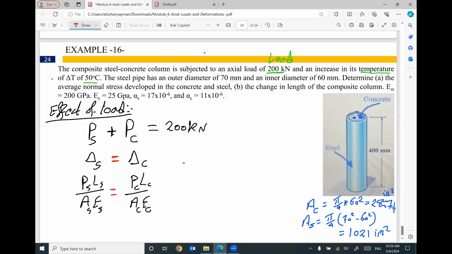Keep in your mind the length of steel and the length of concrete, both of them are equal. This one is 4,000 millimeter. So let's set up another equation. The applied load on the steel divided by area of steel 1021 times E steel, 200 gigapascal. I will multiply it by 1000 to be megapascal.